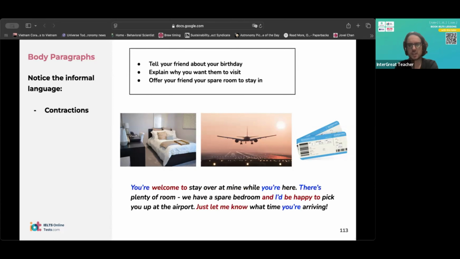And as mentioned here, we can maybe cut this one down a bit and just include a couple of sentences. Here we are talking about offering them our place to stay. So in that case, it would be useful to include some information related to that. So they said "spare bedroom", "plenty of room", and "stay over at mine". So those would be the kind of key phrases being used.